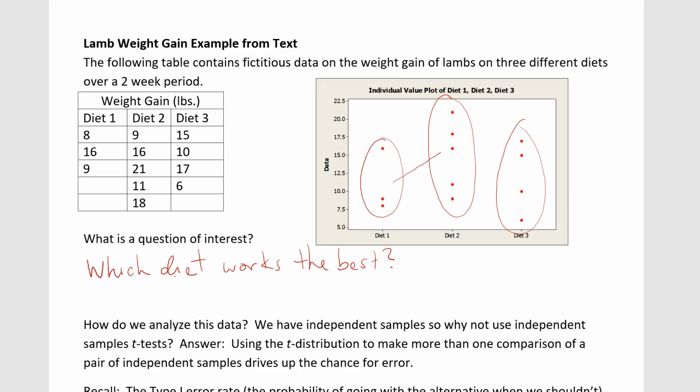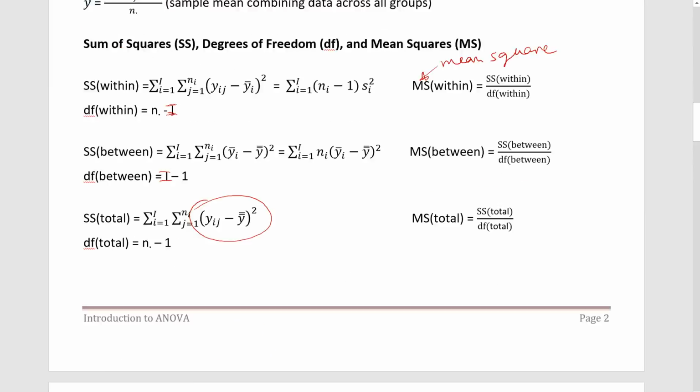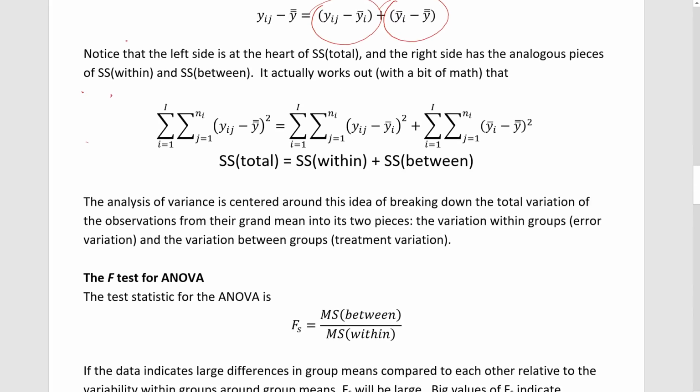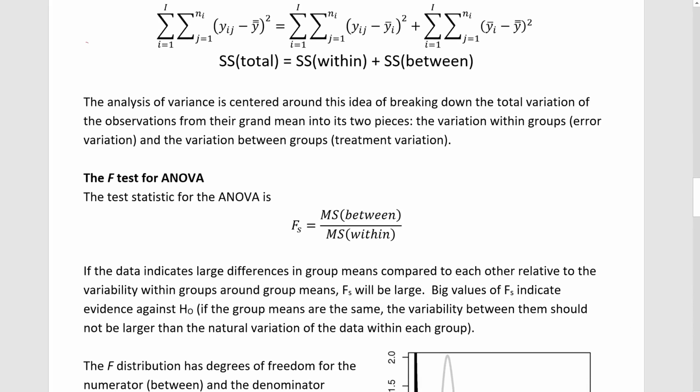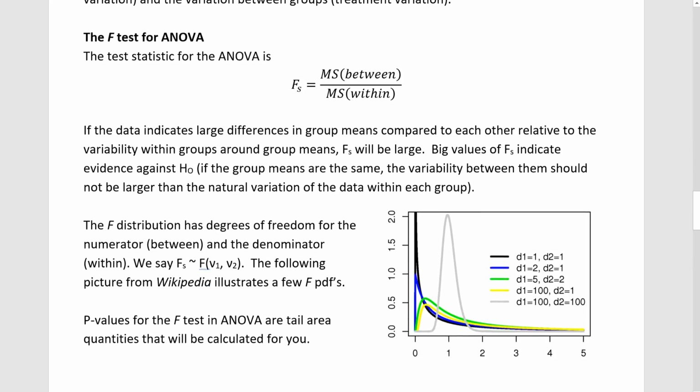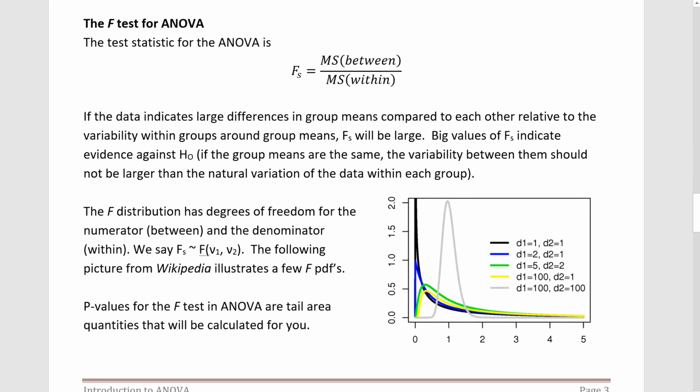It looks like diet 2's mean might be shifted up a little bit from the other two. So that between group variability, which one has a mean that's different from the others, is what we're trying to get at with the ANOVA, or which ones are different from the others. And that's the game we're going to play to do the ANOVA test.